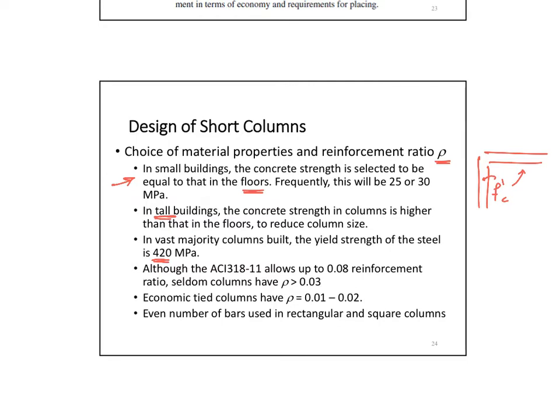Although the ACI allows up to 8%, it is very rare that we see reinforcement ratios that are higher than 3%, simply because this will become uneconomic, and you will not see it as a practical number. However, for structures like bridges and very highly loaded tunnels, you might go with high percentages of steel in reinforced columns. So the economic tied columns will be within 1 to 2% for the steel reinforcement ratio.